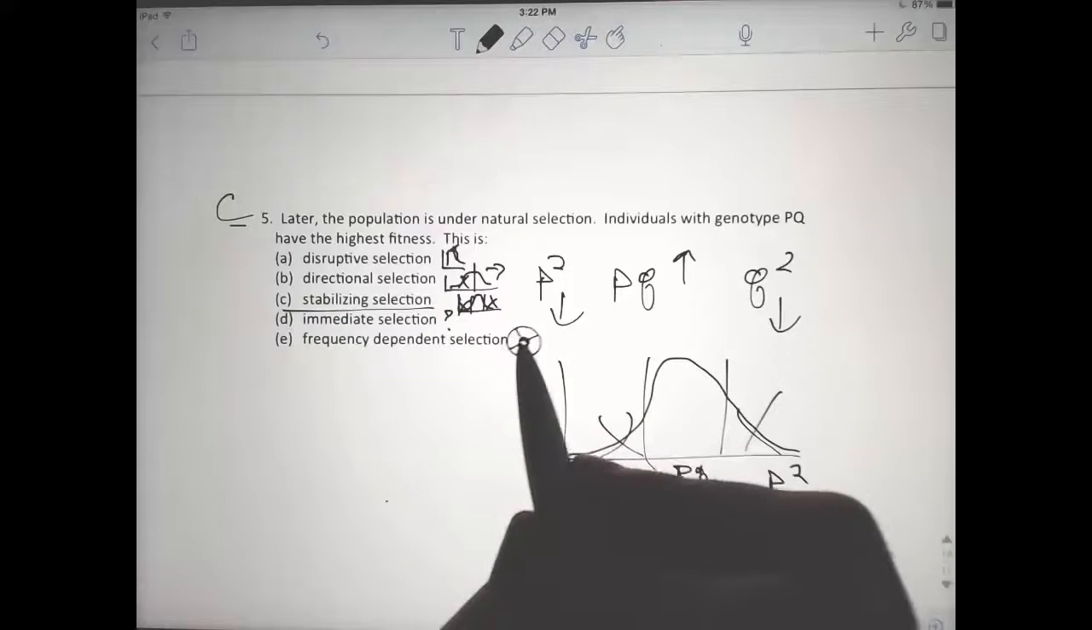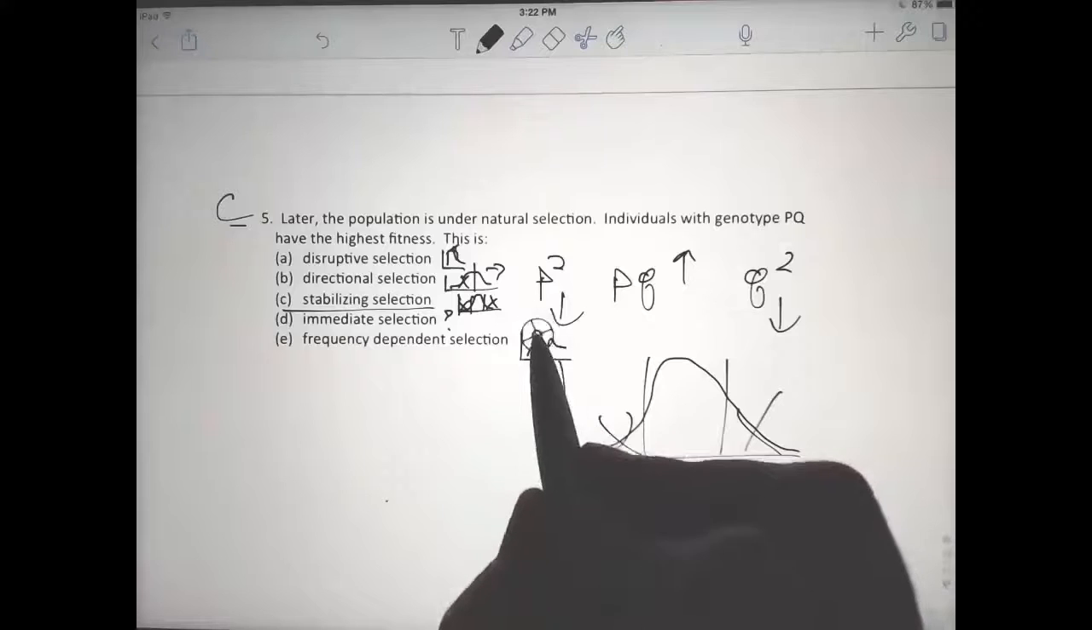That fits. Immediate selection, never heard of it. Doesn't turn out to mean anything. Frequency-dependent selection, selection against the more common phenotypes.